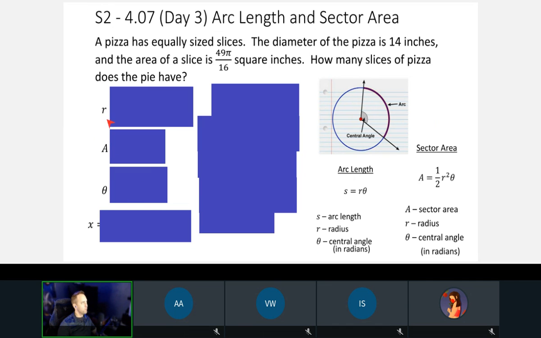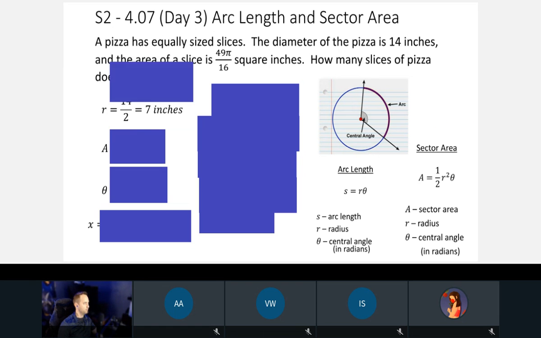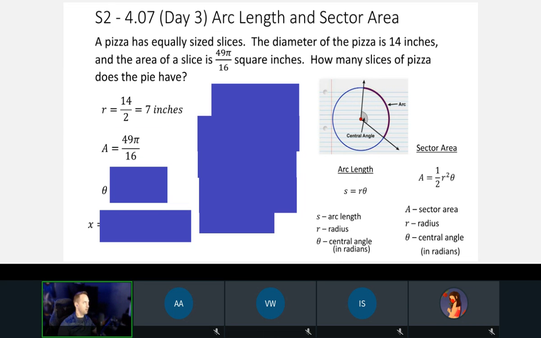All right, so what is the radius of this pizza? 7 what? 7 inches? Okay. Agree with you. 7 inches. Okay. And then what is the given area? 49 pi over 16. Okay. Remember that given area is for one slice.